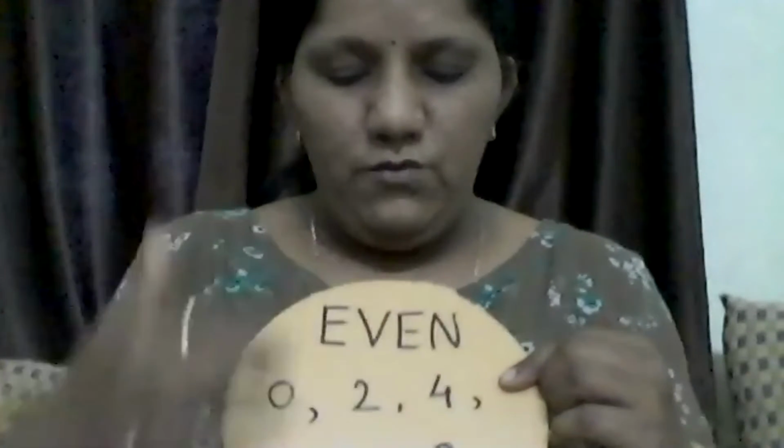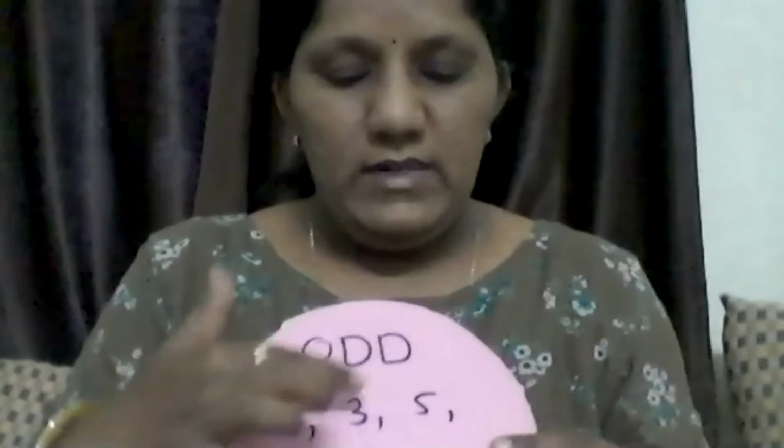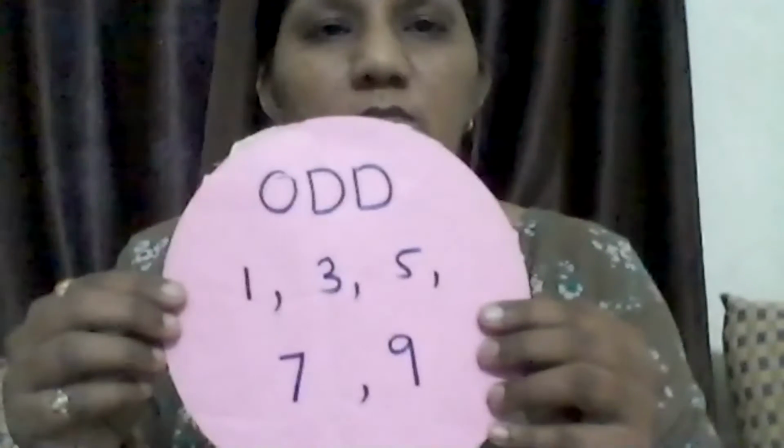If you see the numbers from 0 to 9, the numbers which, in the unit place, come like 0, 2, 4, 6, 8, then these are even numbers. And similarly, if the unit place has 1, 3, 5, 7, 9, then that number becomes an odd number.